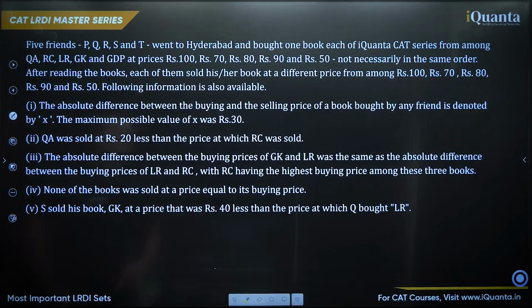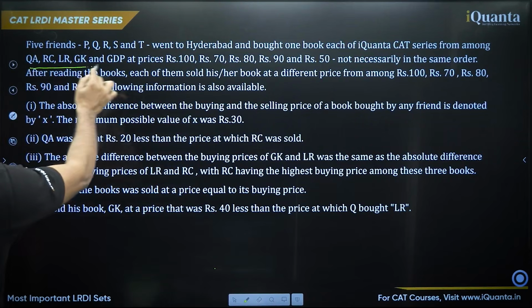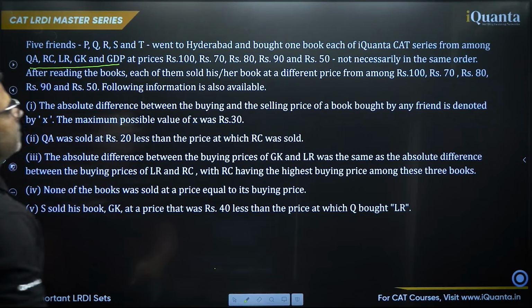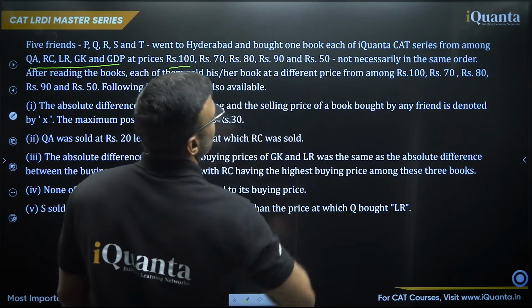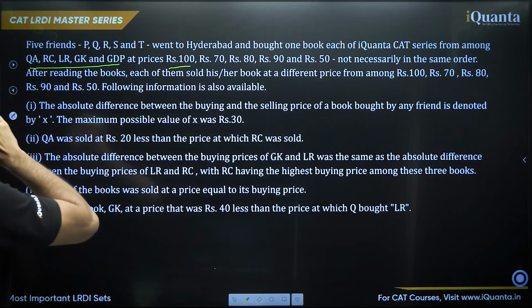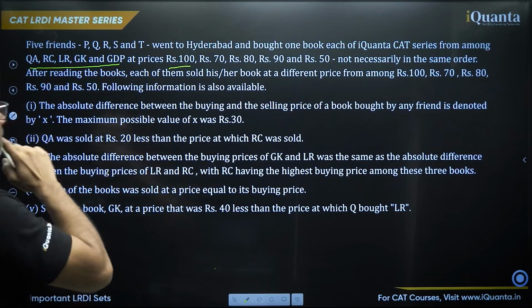It says 5 friends, P, Q, R, S, T, went to Hyderabad and bought one book each of the iQuanta CAT series from among QA, RC, LR, GK and GDP. These are the 5 books. The 5 prices are given: 100, 70, 80, 90, 50, not necessarily in that same order. So we need to identify what is the price of which book.